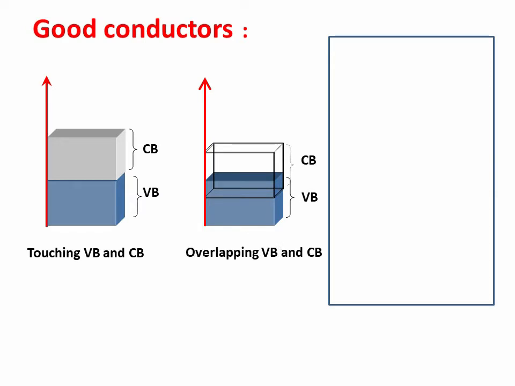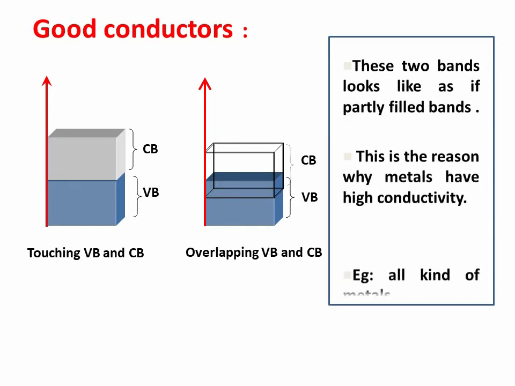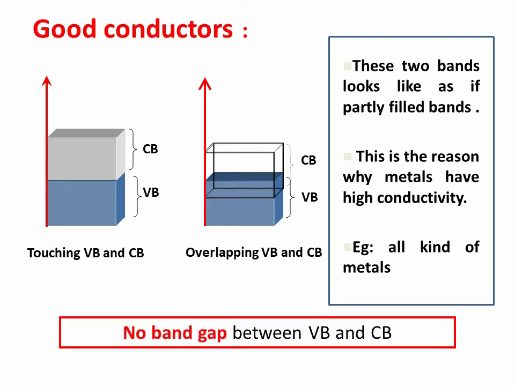Here also we cannot see the band gap. So, from this we conclude these two bands look like as if partly filled bands. This is the reason why metals have high conductivity. Examples of good conductors are all kinds of metals. So, no band gap between valence band and conduction band.